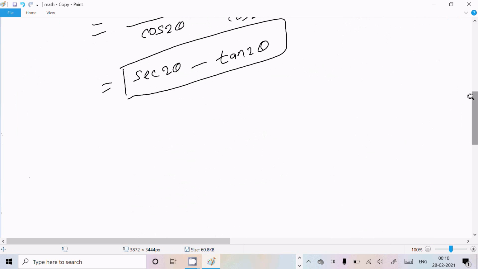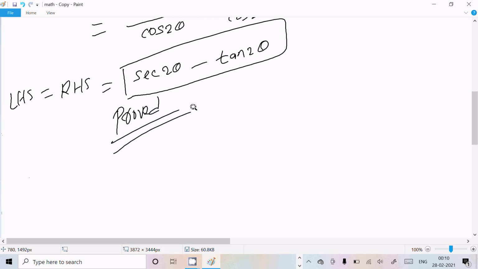So here we can write LHS equals RHS equals sec 2 theta minus tan 2 theta, proved. So this is the way we can solve this kind of question.